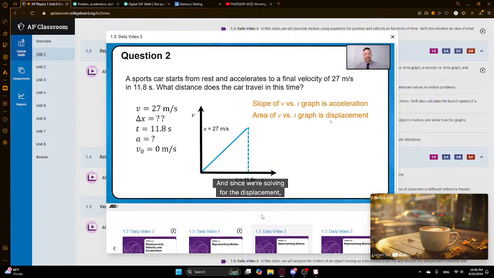And since we're solving for the displacement, we're just going to solve for the area of our graph. So the area is displacement. This is a triangle, so it's 1/2 the base, which is time, times the height, which is the final velocity. That's going to be equal to my displacement. So we're going to take 1/2 times 11.8 times 27. When you put that in your calculator, you end up with 159.3, which just makes sense like we had before.